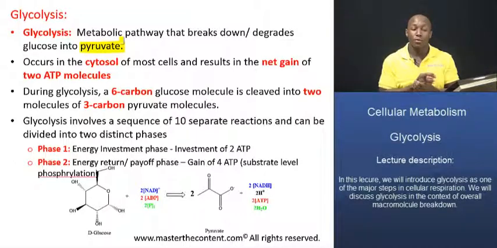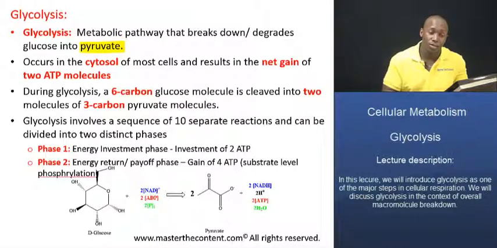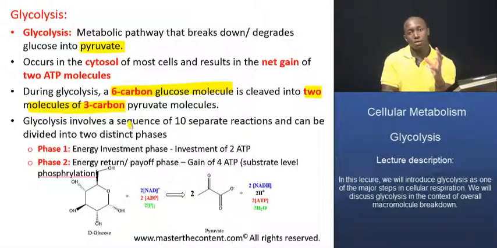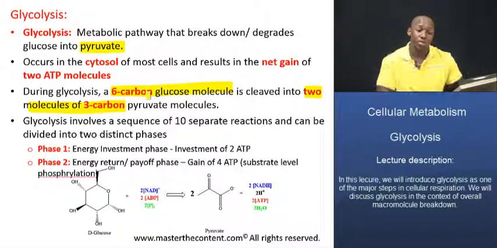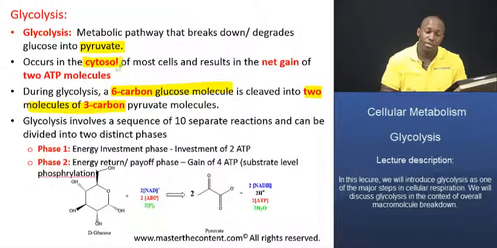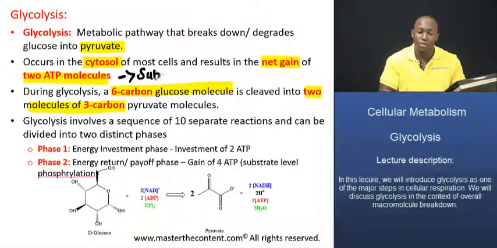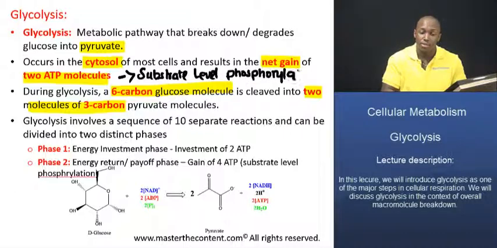In the process of glycolysis, that 6-carbon glucose molecule is broken down into 2 molecules of a 3-carbon pyruvate. So a 6-carbon glucose is broken down into 2 3-carbon compounds, which is the pyruvate. Now glycolysis occurs almost exclusively in the cytosol, and it results in the net gain of 2 ATP molecules. That is what I referred to earlier as substrate level phosphorylation. It happens anaerobically, without the input of oxygen, as a consequence of the breakdown of that glucose molecule.